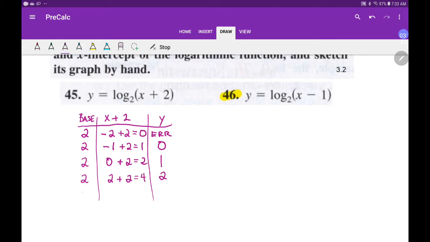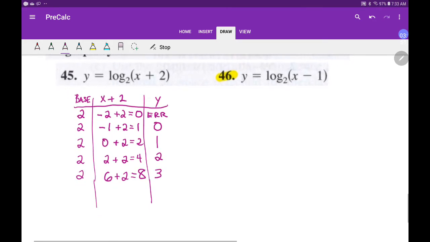And then let's see what happens if my base is 2 and I say, how about 6 plus 2? That would be 8. And I'd say, there's my 3. So, pick things that make sense. We're not using a calculator. And I haven't showed you how to use a calculator yet to use a base 2. Kind of on purpose, definitely on purpose, because I want you to think about this. And how about if I said 14 plus 2? That's 16. I can say 4. Okay, so I think I'm ready to go here.